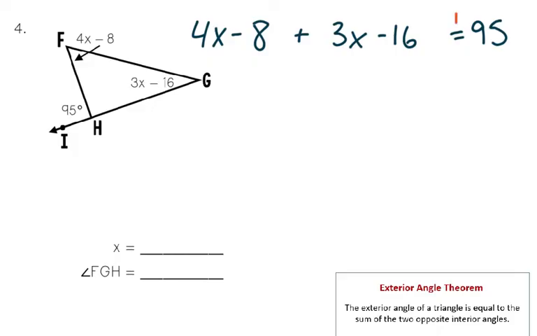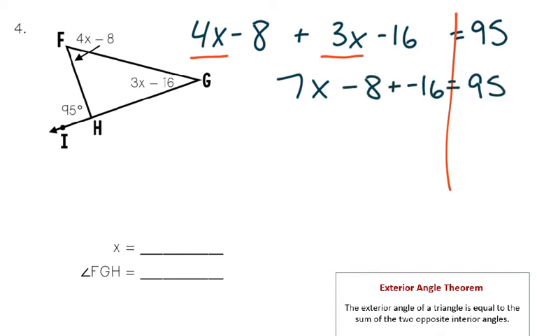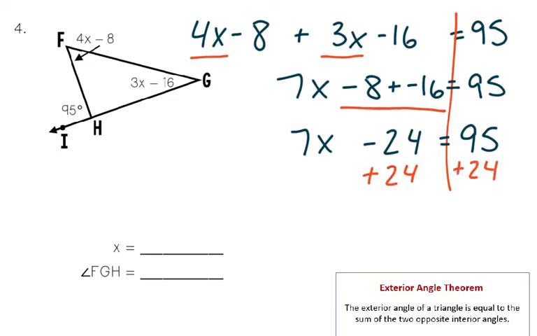Now that I have the equation set up, I can start solving. My first step is to draw my line down the equals, and I'm going to combine my like terms on the left side. 4x plus 3x is 7x, then I bring everything else down. I still see some numbers I can simplify. I see negative 8 plus negative 16. Go ahead and do that. You should get negative 24 and then bring everything else down. Now we need to get rid of that negative 24 or the minus 24. So we're going to add 24 to both sides. That's the inverse operation. And then bring everything else down.